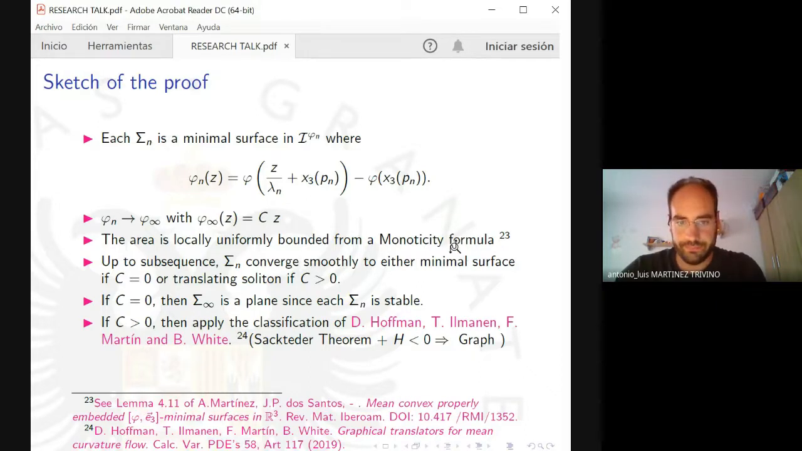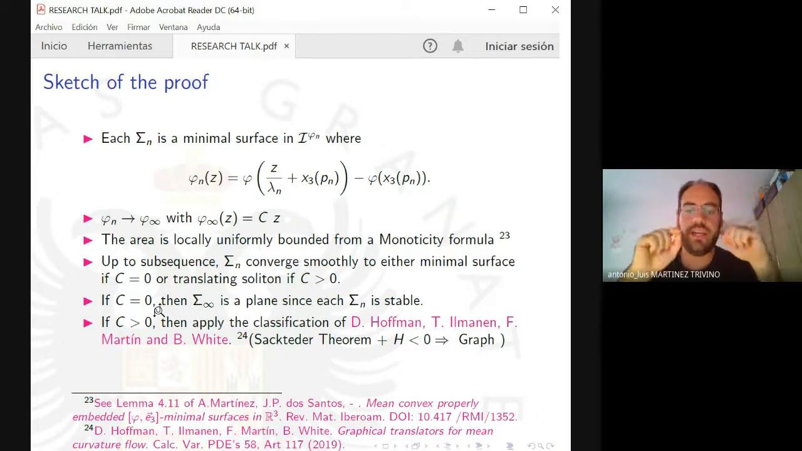manifolds by Bryant White. Okay, so up to a subsequence, we get that this sequence converges smoothly to either a minimal surface if C is equal to 0 or a translating soliton if C is positive. Firstly, if C is equal to 0, we get that the limit is a complete stable minimal surface in R3. Consequently, the limit must be a plane.